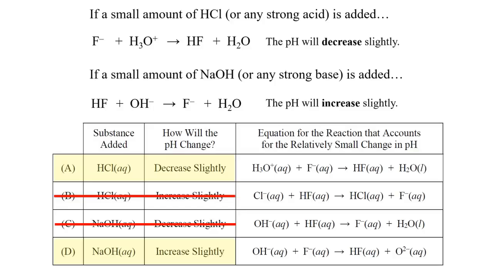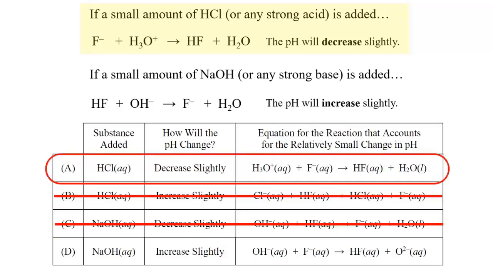So possibilities for answers in question 5 are either A or D based on the direction of how the pH will change. Now let's look at those equations for the reaction that would account for the relatively small change in pH. So in choice A, it says hydronium, H3O plus, F minus to produce HF and water. That's exactly what would happen. So choice A looks like the correct choice, and if you examine choice D, it indicates that the hydroxide ions are reacting with F minus. That's incorrect. The hydroxide ions would react with the HF molecules, not the F minus ions. So we can eliminate choice D. The correct answer to question 5 is choice A.